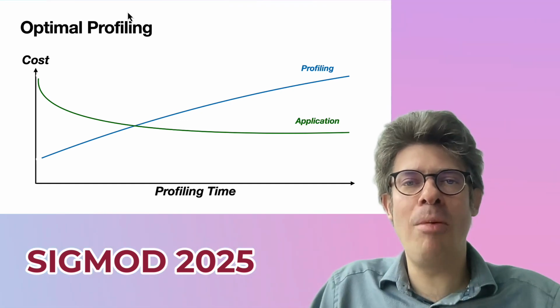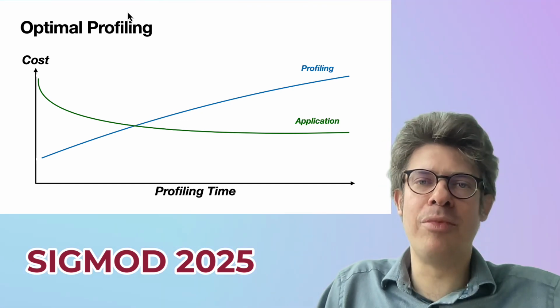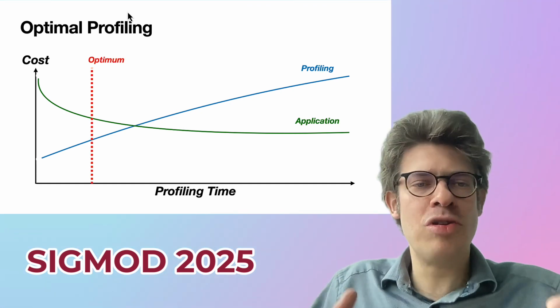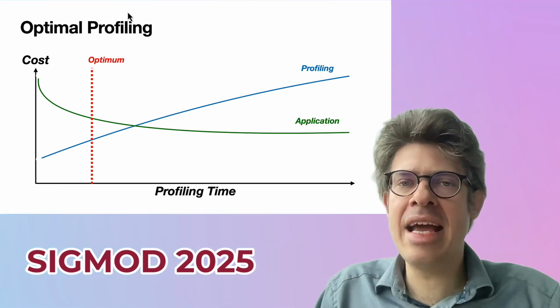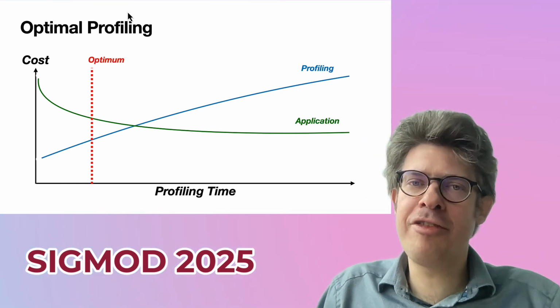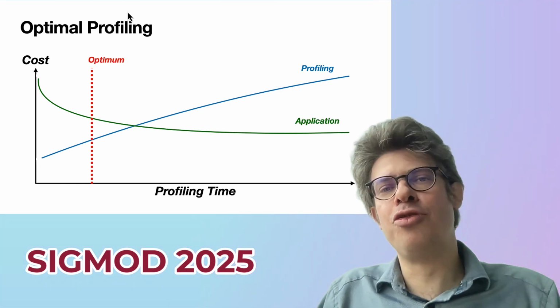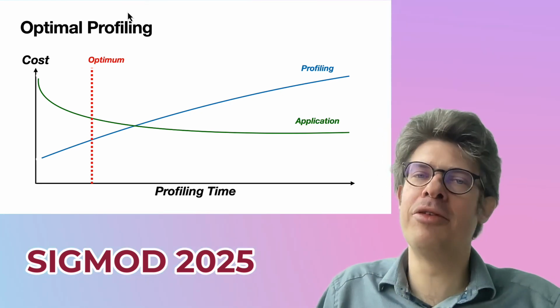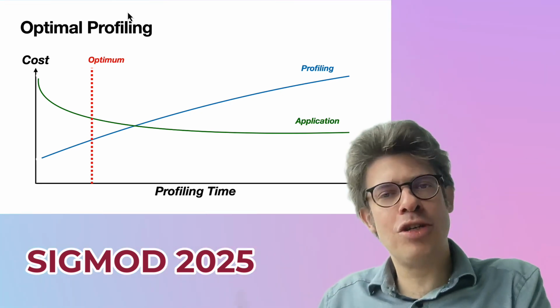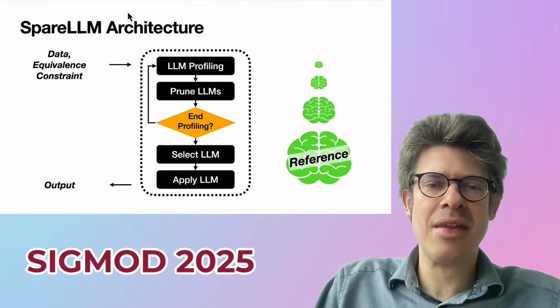And there's probably an optimal point in time at which I want to switch from profiling to the application phase. And SpareLLM uses cost-based optimization in order to try to optimize the point at which I want to switch from profiling to the application phase.